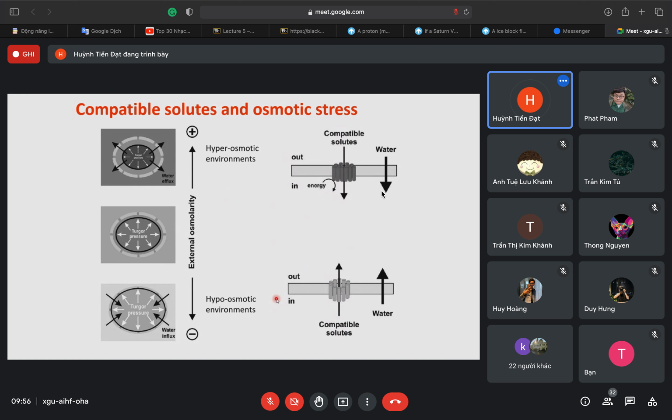Which means that if they have too much or too little water, it can affect the cell. Is it right? So we try to maintain the state, not losing water or getting too much water inside. Okay, by using the compatible solute. So the compatible solutes can bind with the water. When they move in or move out, they can extract the water with them.